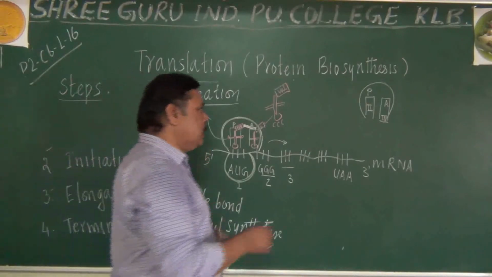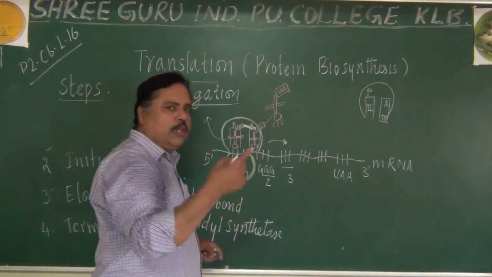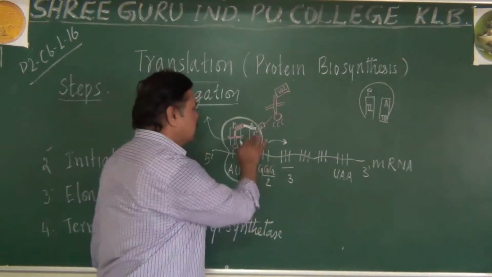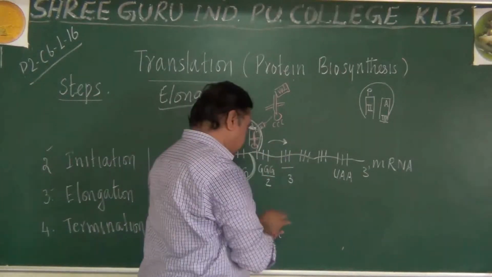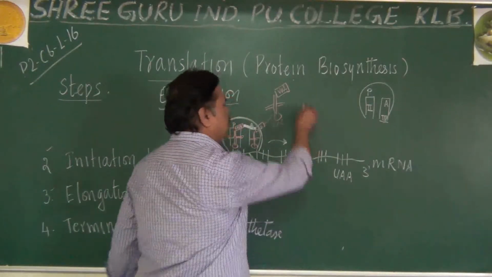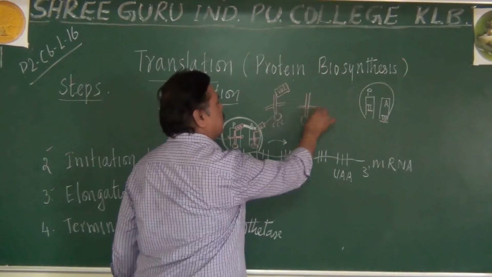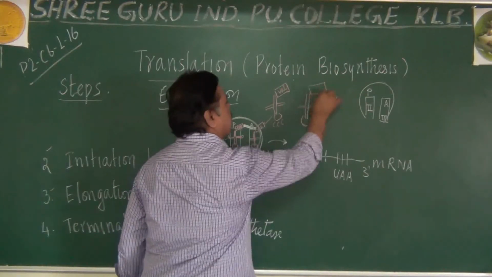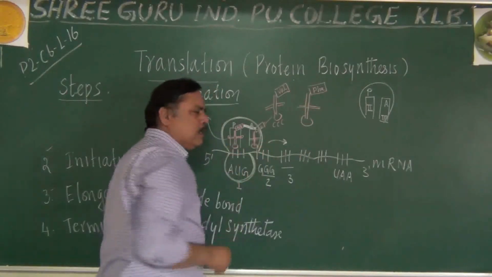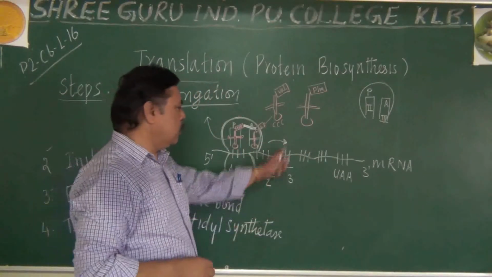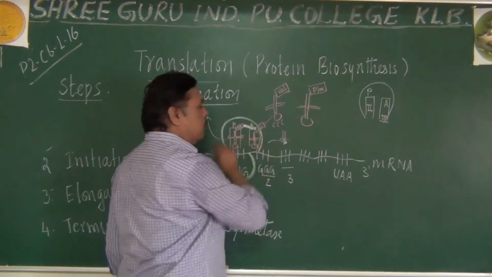Now what is vacant? The A site is vacant. Because of jumping, this third codon will occupy the A site. That site will become empty. Now here the third tRNA will enter. Do you get my point? This is tRNA number 3, which is carrying, imagine, phenylalanine. It will come and occupy the third codon.